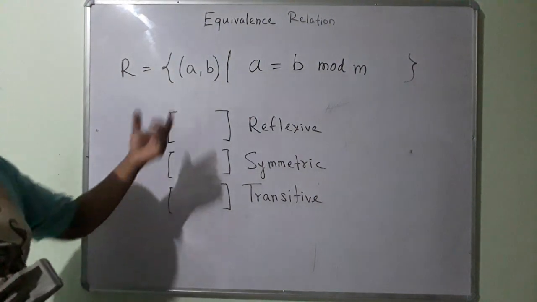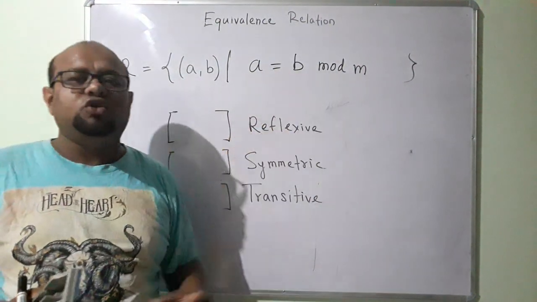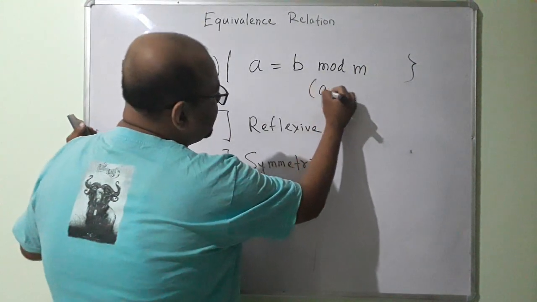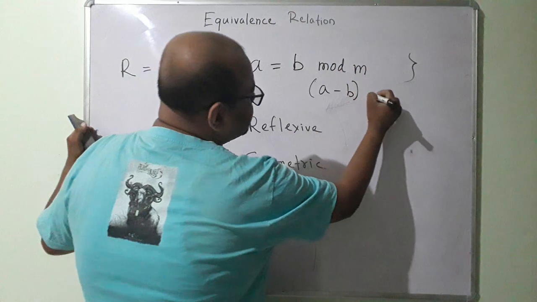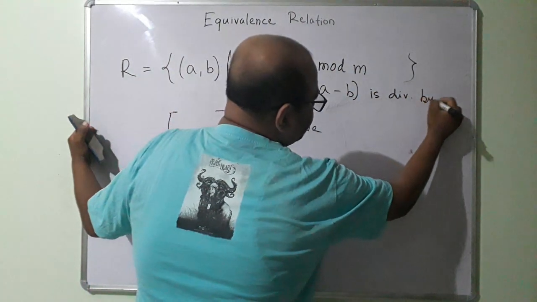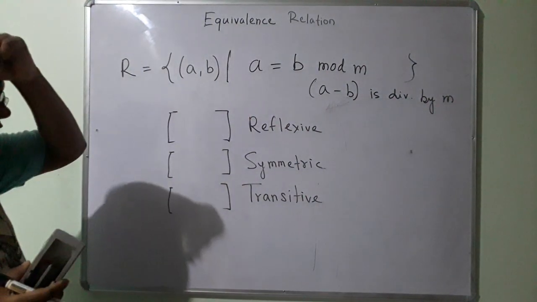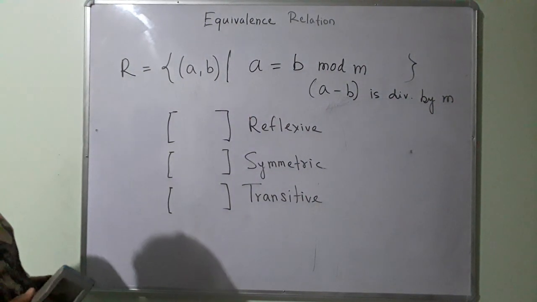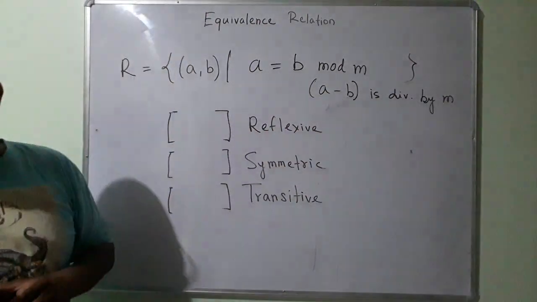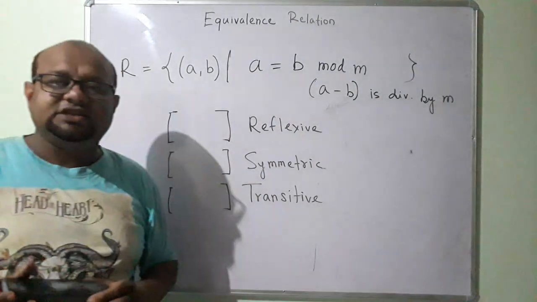AB will belong to the relation if A is equal to B mod M. A is equal to B mod M means A minus B is divisible by M. That is given by the definition of mod M. So let us try to figure out if this relation on the set of integers is an equivalence relation.